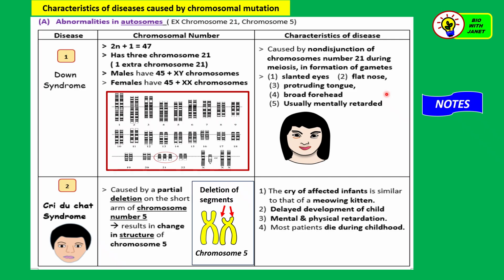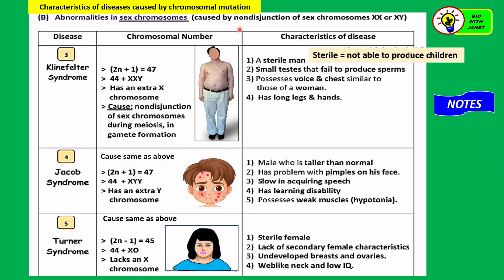So those are the 5 different syndromes we just discussed, right? Cri-du-Chat syndrome, Down syndrome, Klinefelter syndrome, Turner syndrome, and Jacob syndrome. So this is the summary of it, which you can look through. It's the same as what we discussed just now, but it is put in table form as a summary for you to read. So here are some notes on the abnormalities in sex chromosomes caused by non-disjunction of sex chromosomes XX or XY. We discussed all this just now. You can just copy it or take note of it.